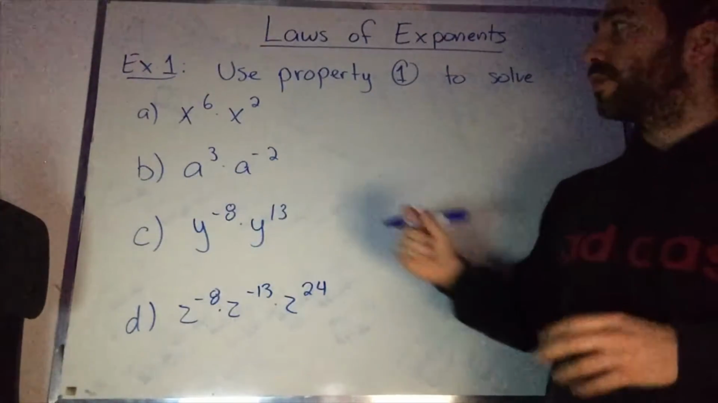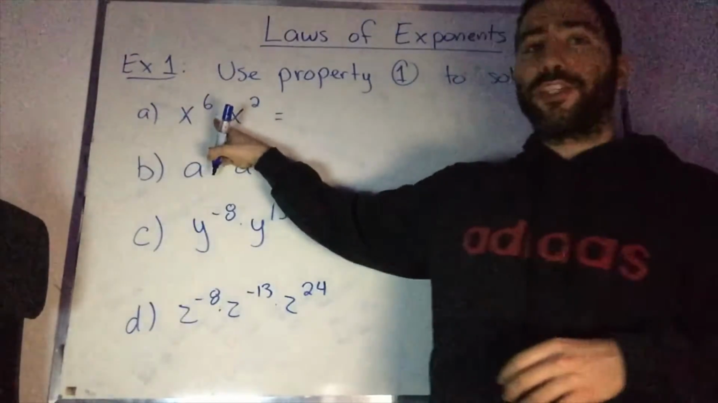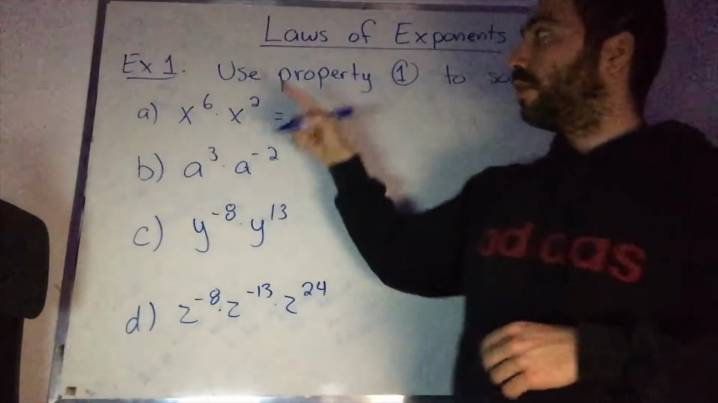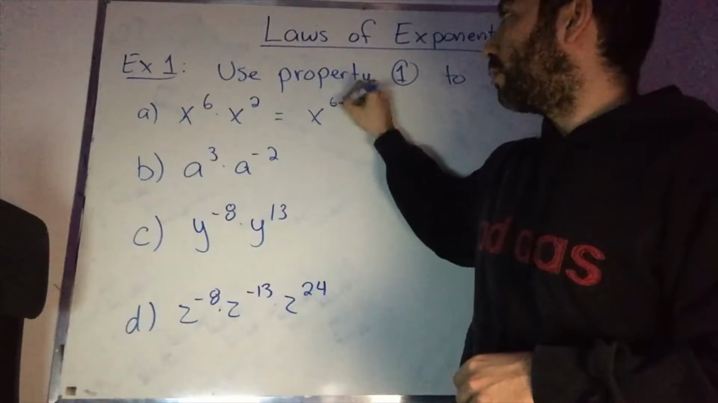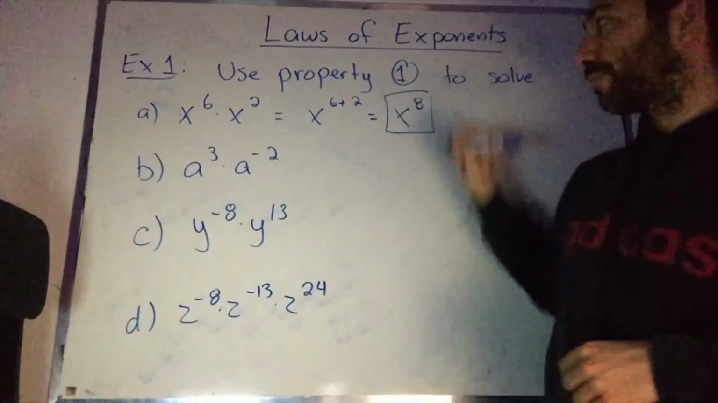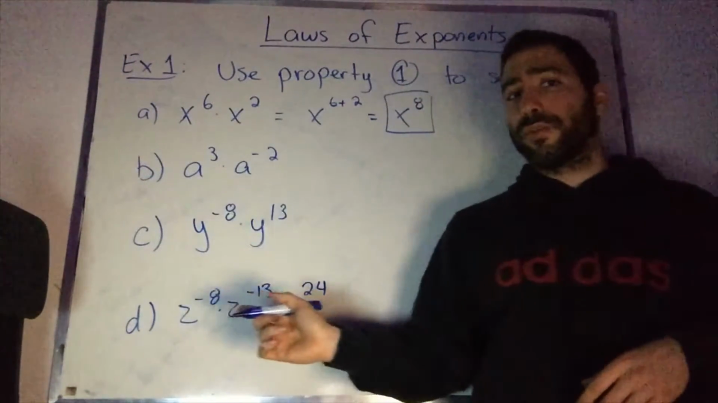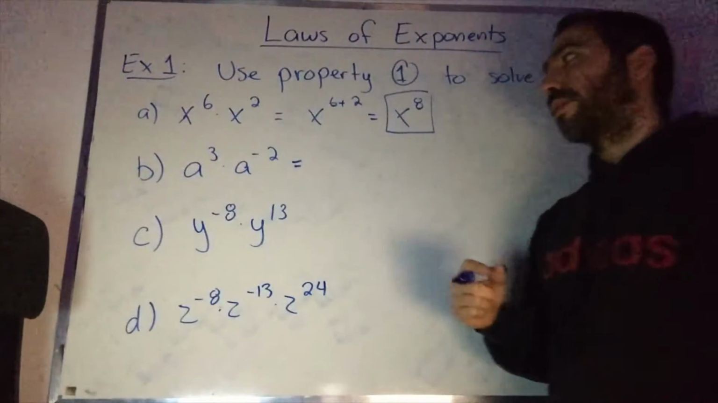Okay, so if you look at the first one, we have x to the 6 times x to the 2. Since we have a multiplication and the bases are the same, property 1 says to add the exponents. So we have x to the 6 plus 2, which is just x to the 8. And that's your answer. If you want to give the other ones a try on your own, make sure you're able to follow, and make sure your answers are the same as mine.